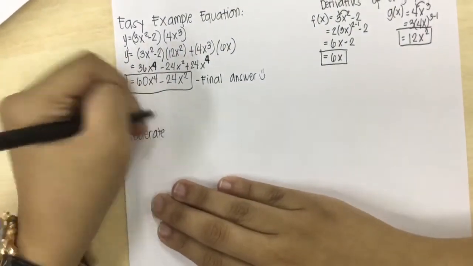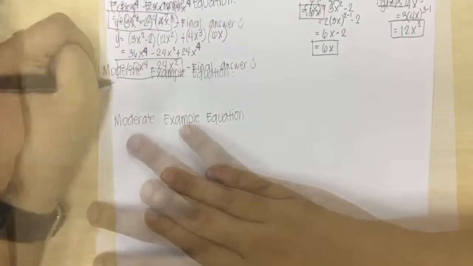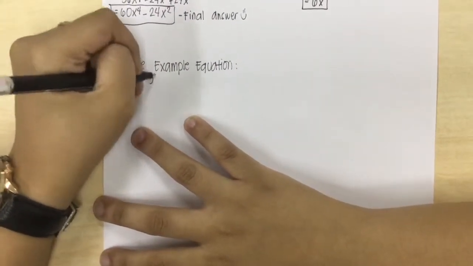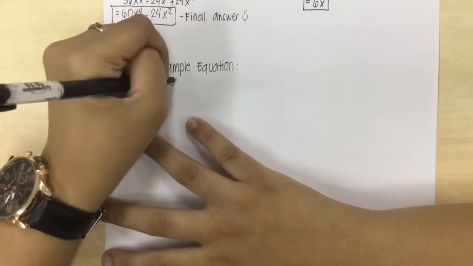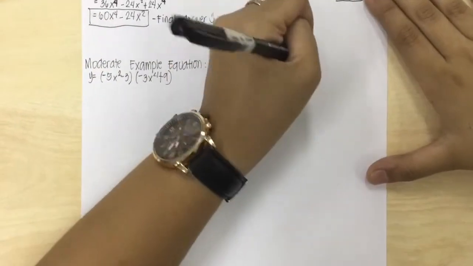Great example equation. y is equal to negative 5x squared minus 3 times negative 3x raised to the power 4 plus 9. Derivative of every function.